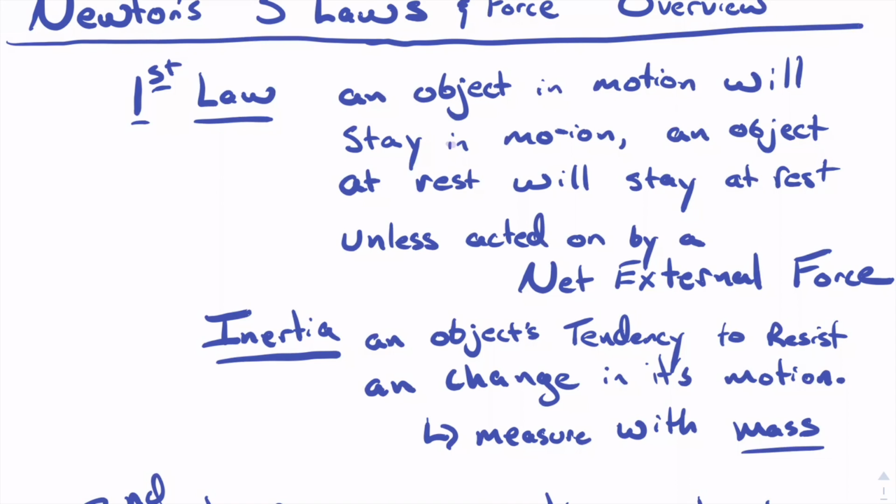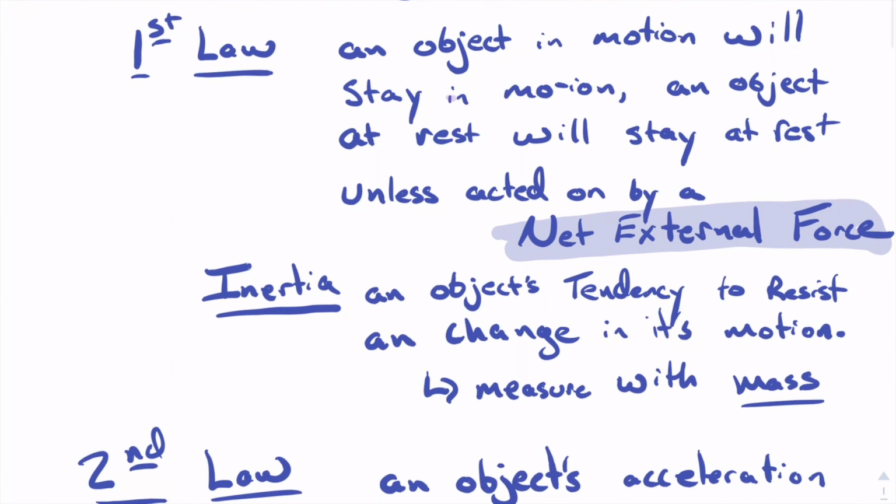The first one is an object in motion will stay in motion. An object at rest will stay at rest unless acted on by a net external force. So here's the key idea on this one: it's the idea that net force is what causes an object to change its motion. Now, not all objects want to change their motion the same. The more mass you have, the more inertia you're going to have, and the more inertia you have, the more you're going to resist your motion.